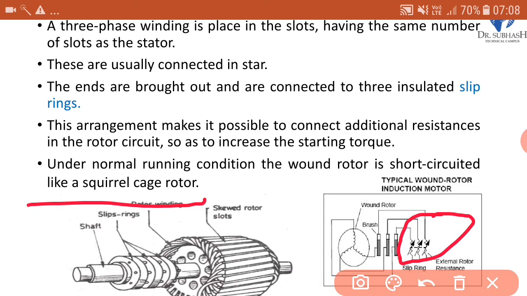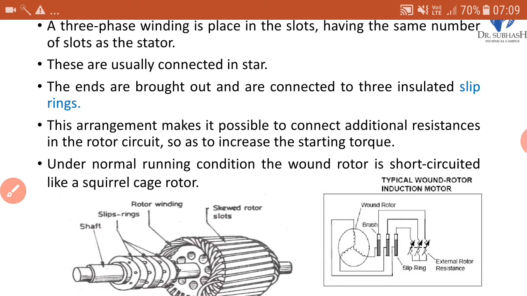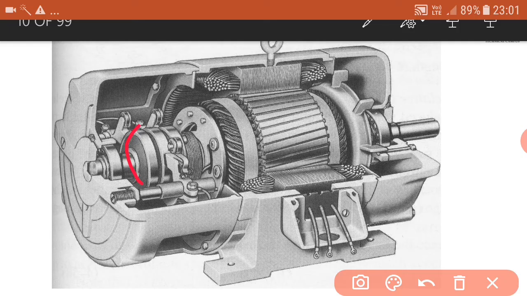So this is all about the wound rotor. Here the construction is given for the shaft, slip rings, then windings, skewed rotors; all things we can see in this figure. Three slip rings are there. The three rounded shapes are the three slip rings, and near the slip rings there are three brushes. I have drawn a circle at the brushes. So these are the brushes.